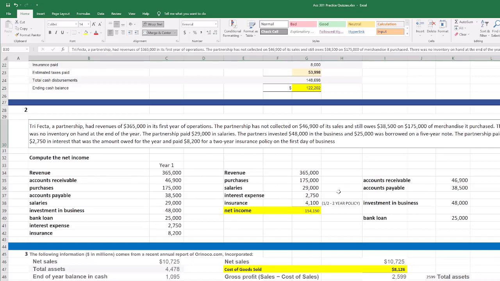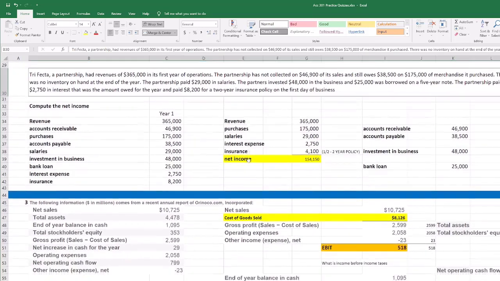I copied this over, and then I just got rid of everything that didn't belong on the income statement, since I knew I was gonna calculate the income statement. So, all right, let's move on.